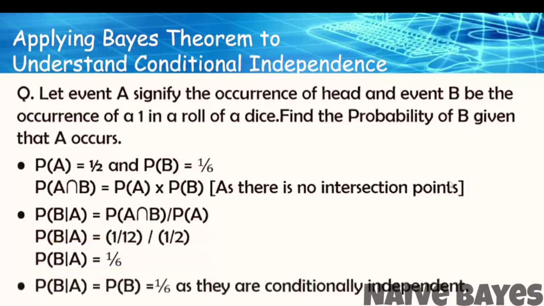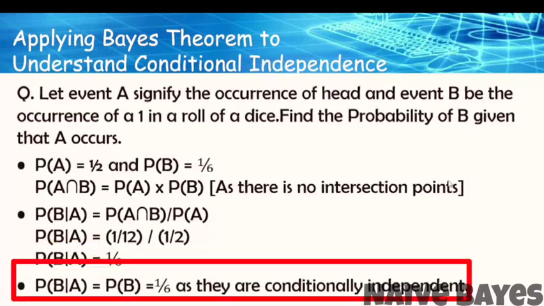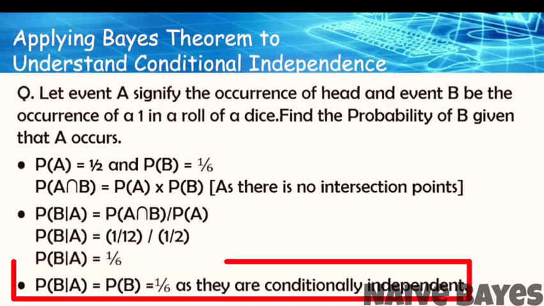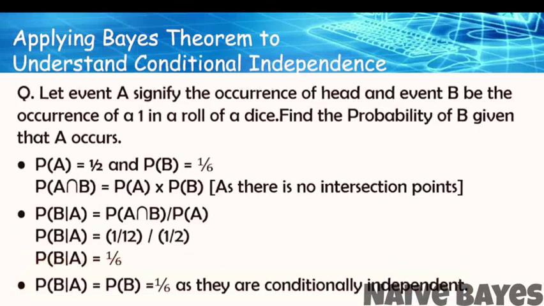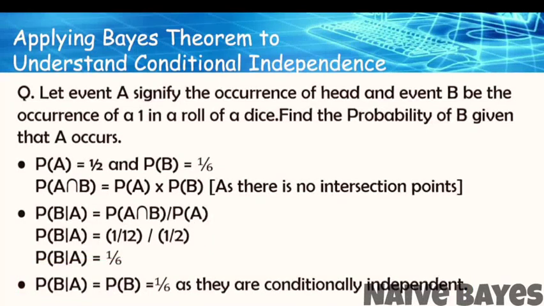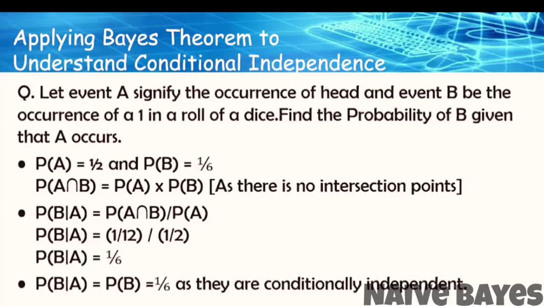So the probability of B by A is the same as the probability of B, as they are conditionally independent. Irrespective of the occurrence of A, the probability of B is still 1 by 6. The probability has not changed. So this is what naive Bayes is. That is the condition, with an example. I hope everyone has understood.